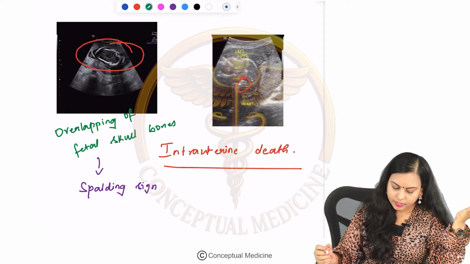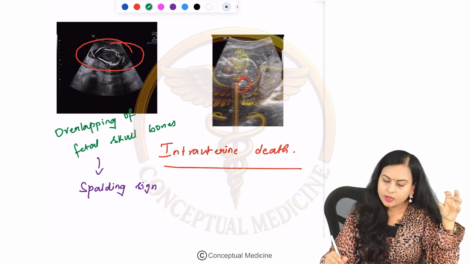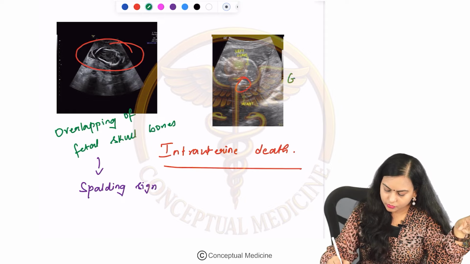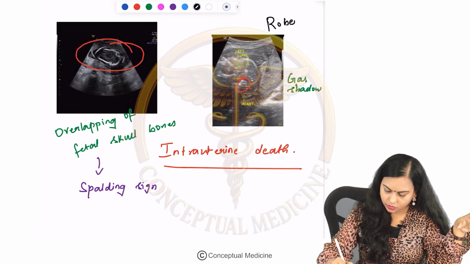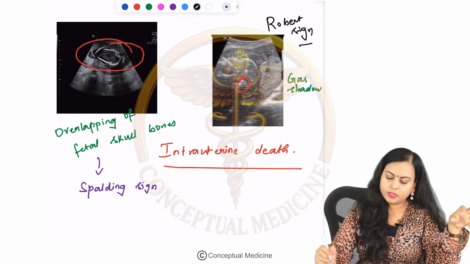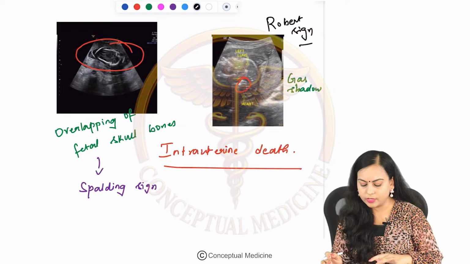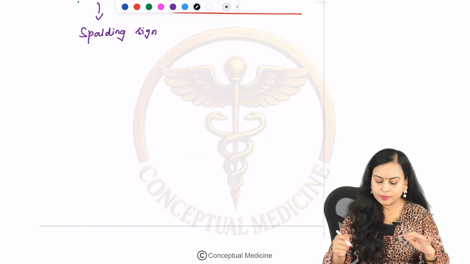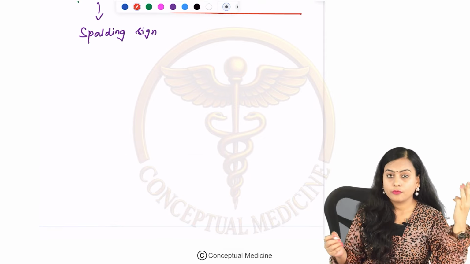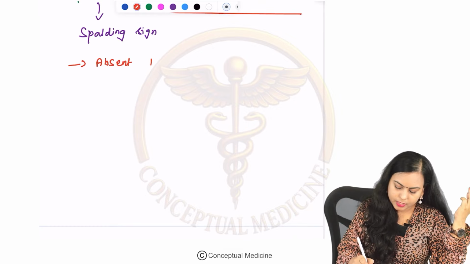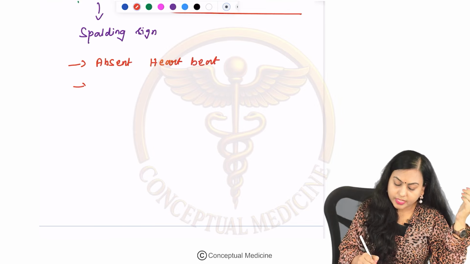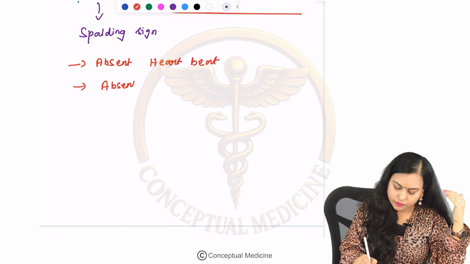Whereas here, where you are able to see a gas shadow, right? So, this is a gas shadow in the heart. So, this sign is called as Robert sign. Okay, so these are the signs of intrauterine death. We can have some other signs also. Number 1, there can be absent heartbeat. Number 2, there can be absent fetal movements.